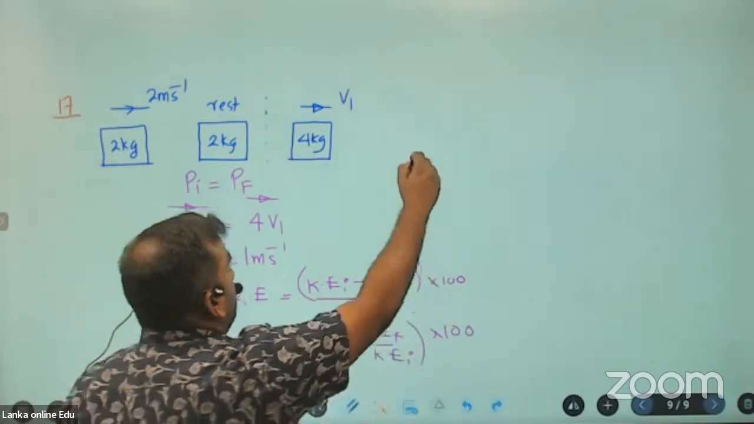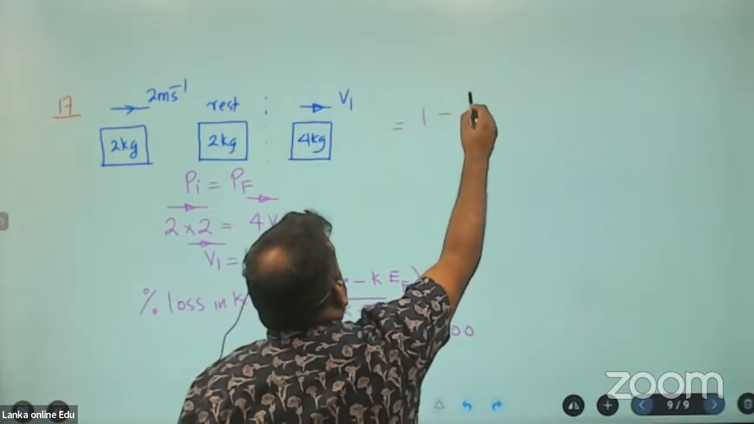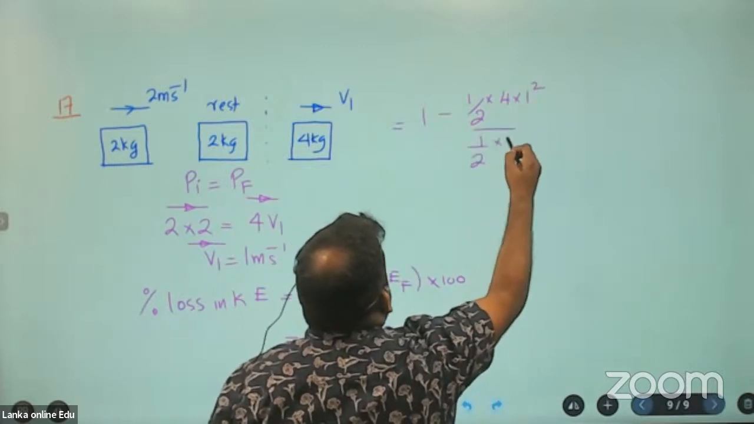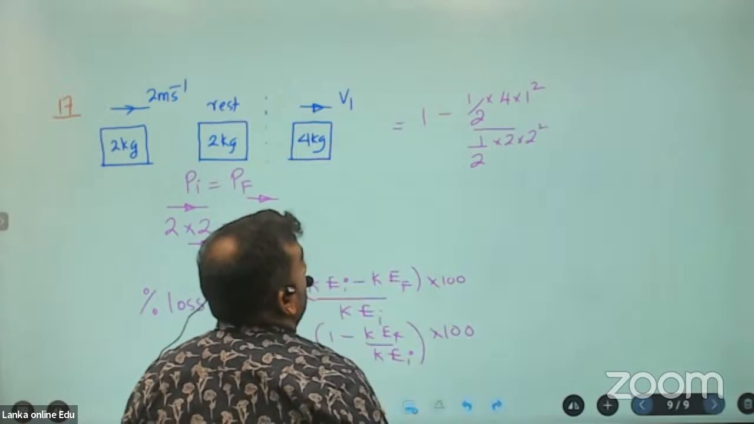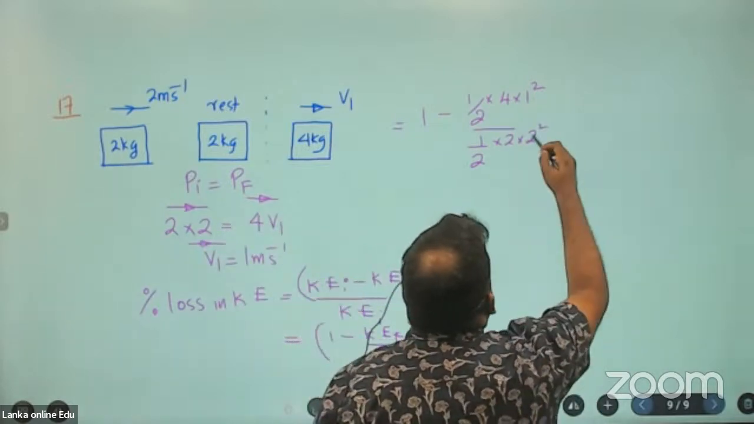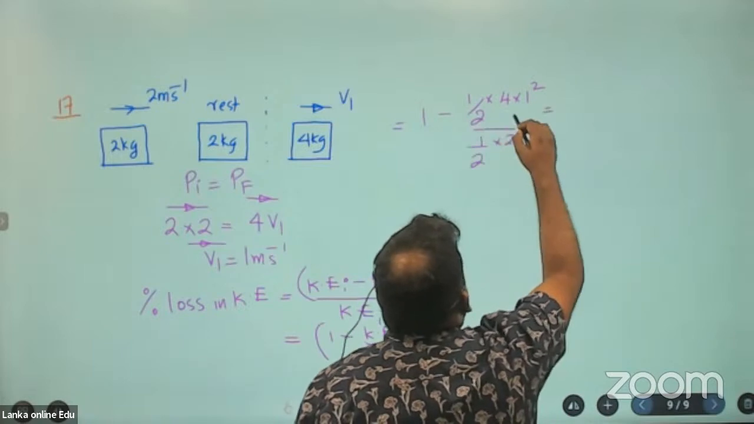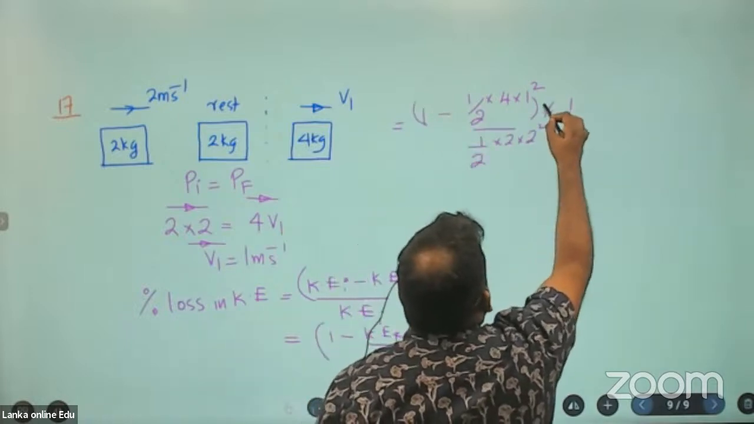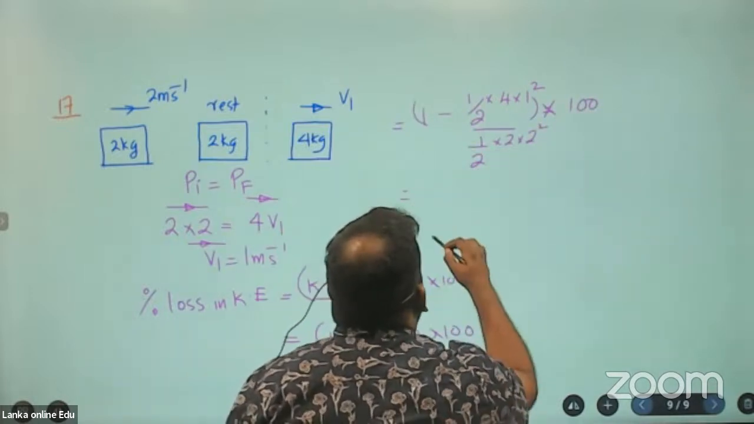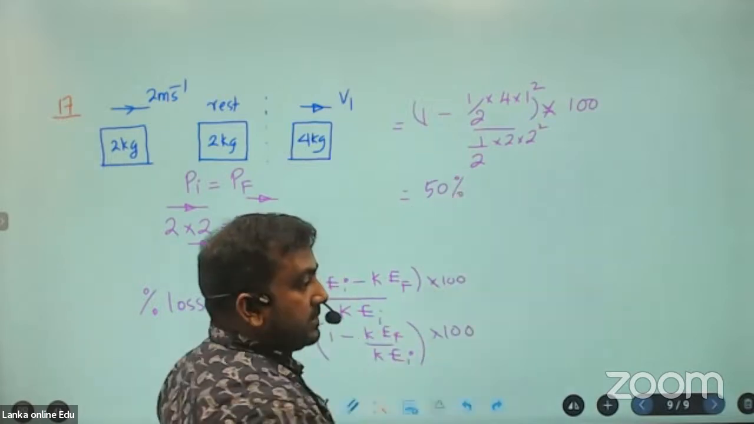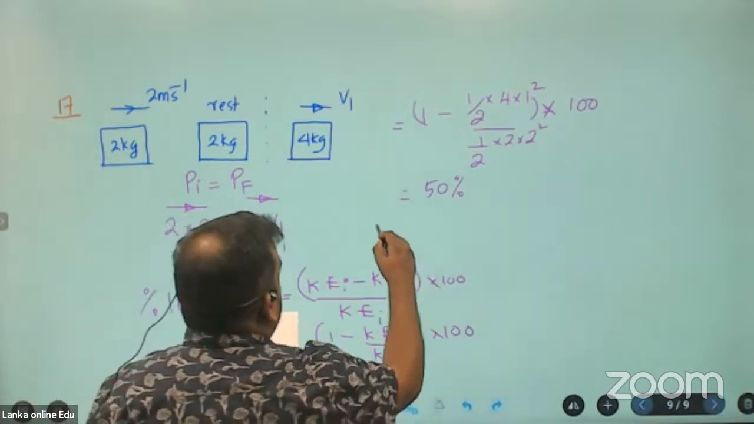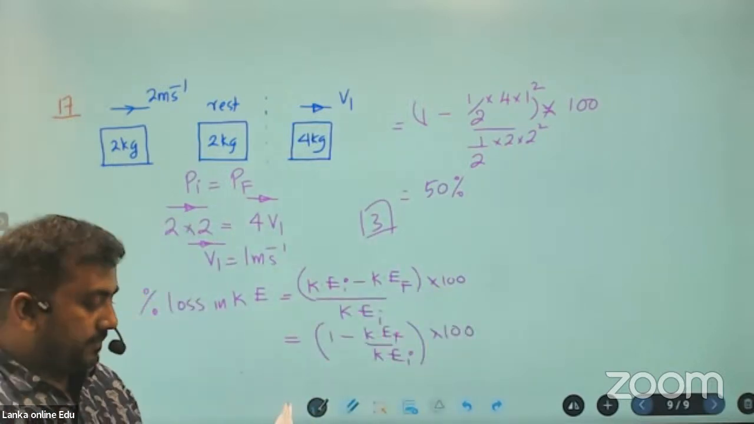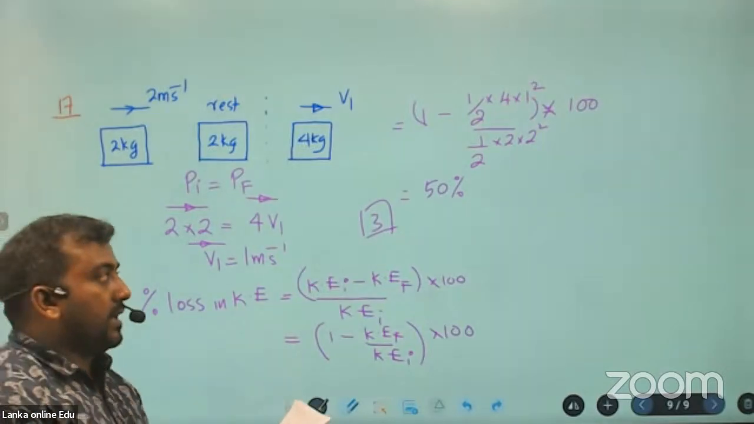Carefully do the substitution. Final kinetic energy: half times 4 times 1 square. Initial: half times 2 times 2 square. Half cancels off. 4 divided by 8 is half. Into 100%, so there is going to be a 50% loss. Answer is answer 3.